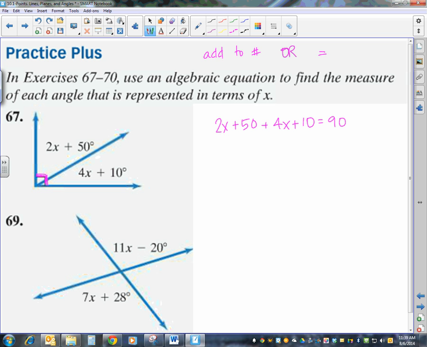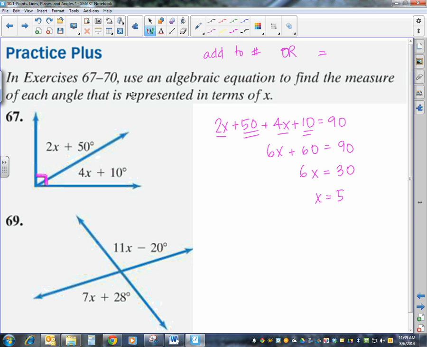Combine your like terms, 2x and 4x give me 6x, 50 and 10 give me 60, so that gives me 90. Then I'm going to move my 60 over, so I'm going to subtract 60 from both sides. 6x equals 90 minus 60. And then I'm going to divide by 6. So 30 divided by 6 is 5.